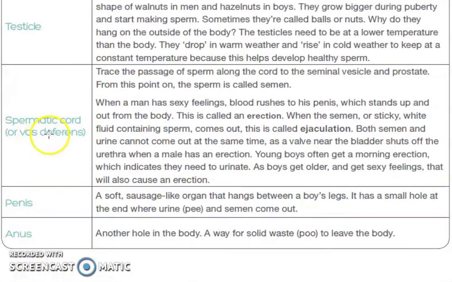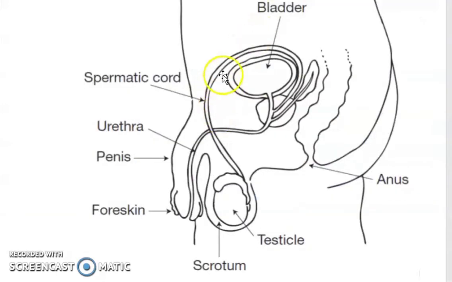Spermatic cord or vas deferens. Trace the passage of sperm along the cord to the seminal vesicle and prostate. From this point, the sperm is called semen. The spermatic cord is located here. When the testicle produces sperm, the sperm travels to the spermatic cord, also known as vas deferens. Before it continues, the seminal vesicle will produce a fluid. So when that fluid and the sperm is mixed up, it is called the semen.